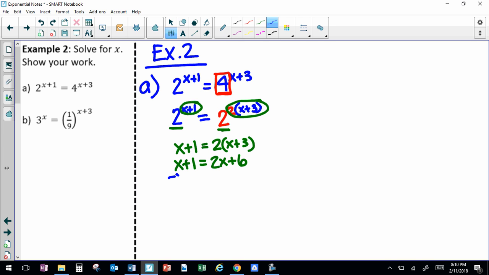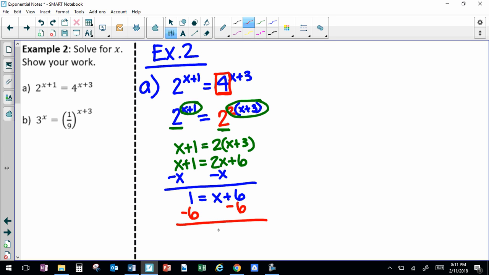Then I'm going to minus x over. So we get 1 equals x plus 6. And then subtract 6. So we get x equals negative 5. All right, so I'm going to check, but you're going to check back in the original.